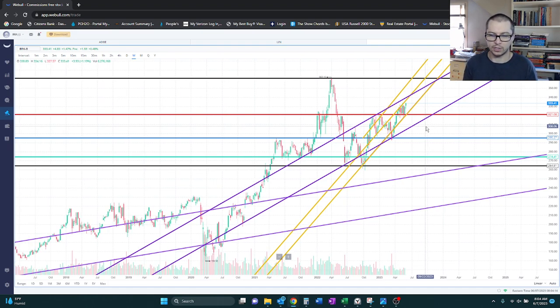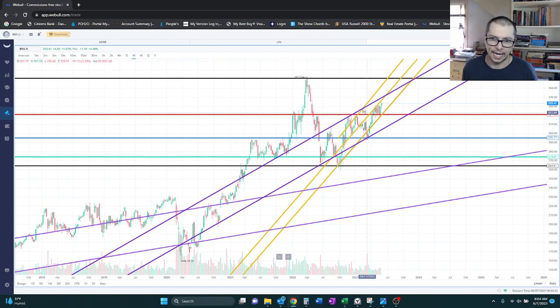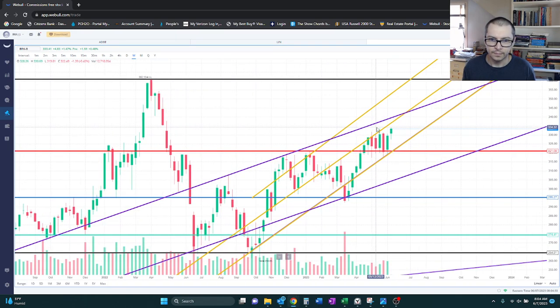Similar to Adobe, I went ahead and added some trend lines. Hopefully that saves us some time here. I'm pretty certain I added in these yellow trend lines. Yellow would be the active trend line, what's going on right now. So let's just start with that.